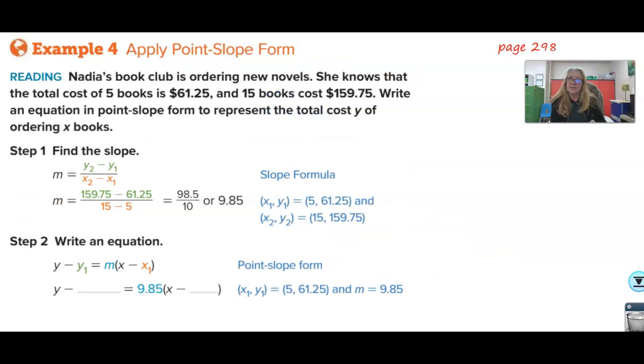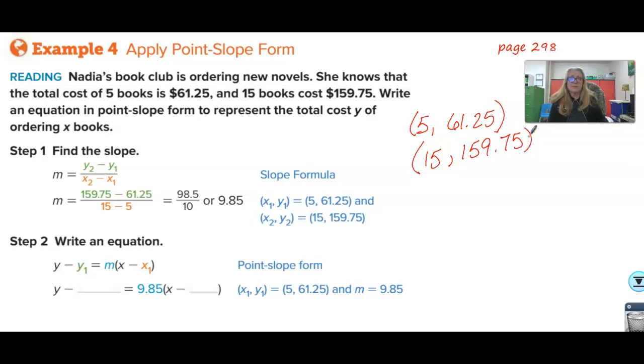Good times. Yep. Okay, and now in true reveal style, they're going to throw a word problem at you. Really, they're just giving you another problem with 2 points. You have to find the slope because they didn't give it to you, and they're hiding them in a word problem. Nadia's book club is ordering new novels. She knows that the total cost of 5 books is $61.25. That's your first point. 5 books, $61.25. And 15 books, your second point, cost $159.75.